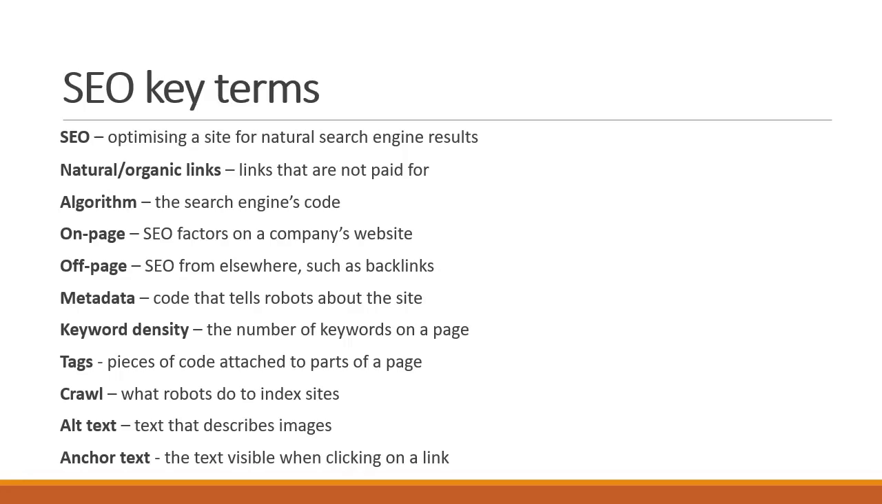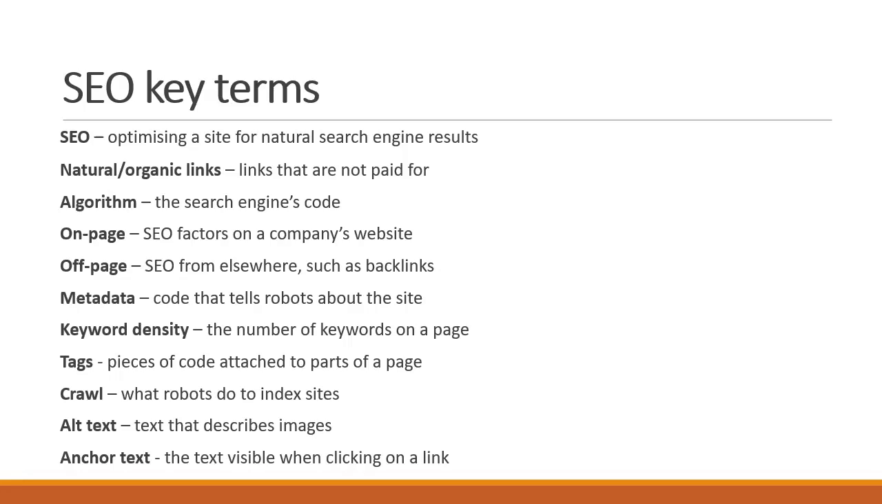Natural organic links are links that we don't pay for, such as when a customer mentions us in a social media post and they link to our website. So that's an organic link. The algorithm is the search engine's code. That's the AI behind the search, where the robots are searching for what meets these keywords.